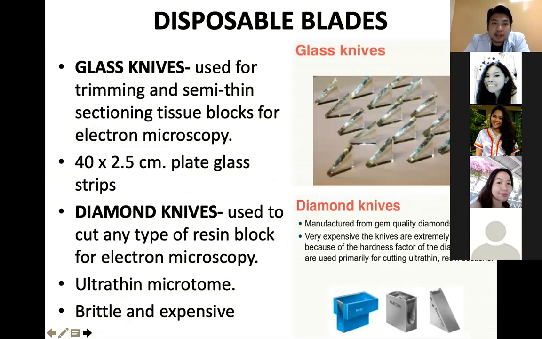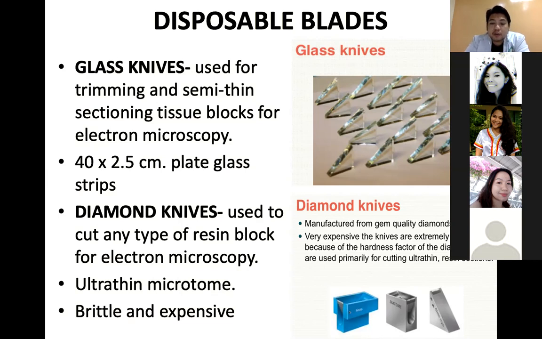Okay, first, we have these two disposable knife classes that are usually used for electron microscopy. First, we have the glass knives used for trimming and semi-thin sectioning of tissue blocks for electron microscopy. Okay, ito yun, mga glass knives. So these are 40 by 2.5 centimeter plate glass strips.